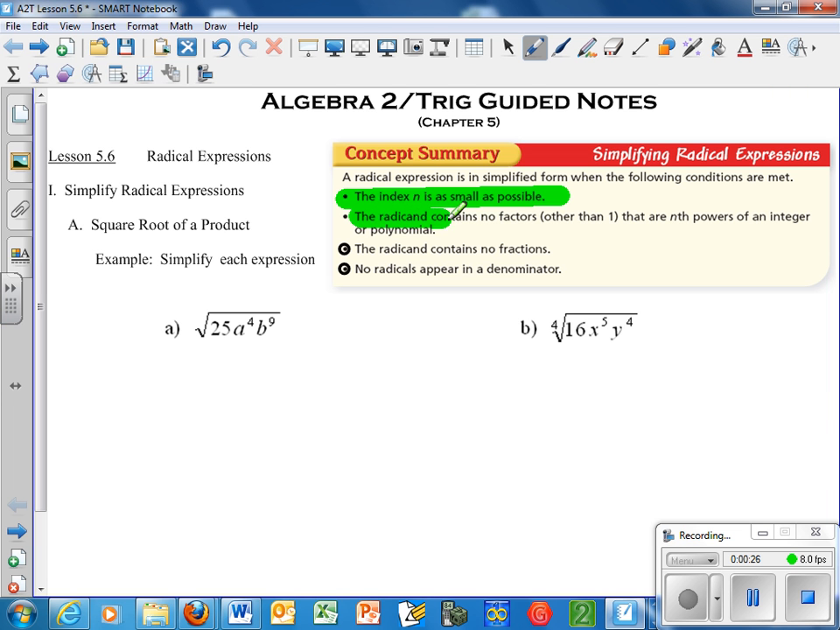The radicand contains no factors other than 1 that are nth powers of an integer or polynomial. That means under the radical. The index is the little root that you're taking. The radicand contains no fractions, so we can't have a fraction underneath the radical. Radicand just means the radical. And no radicals can be in the denominator. That's very key also. So keep in mind as we go through this lesson and work on simplifying some more difficult radical expressions.